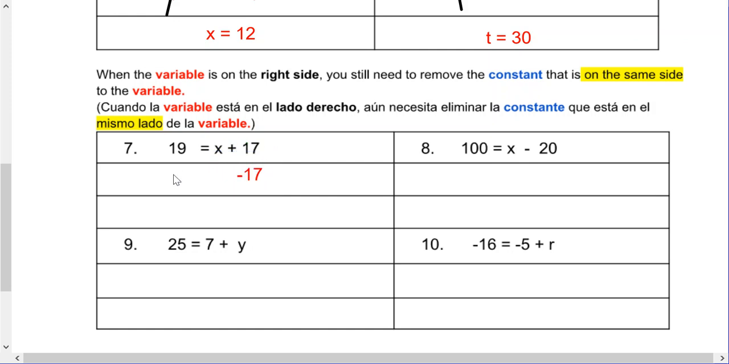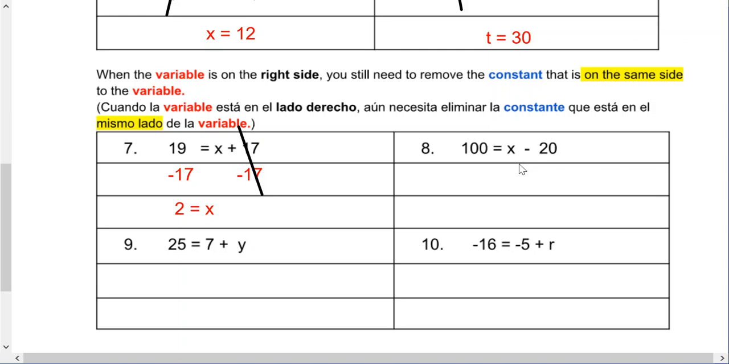And when you do minus 17 to the right side, you have to do the same thing on the left side. So also minus 17 on the left side. And then 17 and 17 will be cancelled. 19 minus 17 is 2. And you have x on the right side. You can either write x equals 2 or 2 equals x.